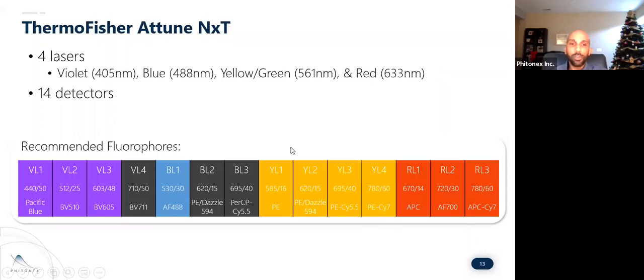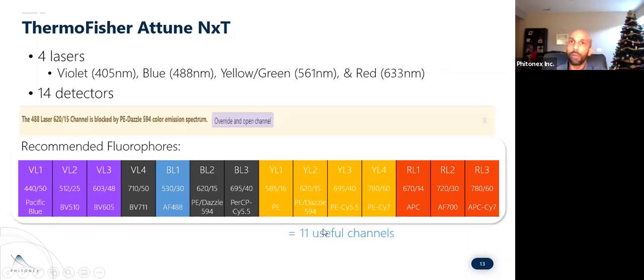At the same time, if you've ever used any panel design software and you've tried to put PE Dazzle or PE Cy5.5 off of your yellow detectors, you probably get this nice error message that pops up telling you that, yeah, you can do that, but now you can't use your blue detectors. So now our 14 detector cytometer is down to 11 useful channels. Even if we juggle this around and use PE Cy5.5, we get the same thing. So we can't use these yellow and blue detectors at the same time because of the cross excitation that occurs on these fluors.